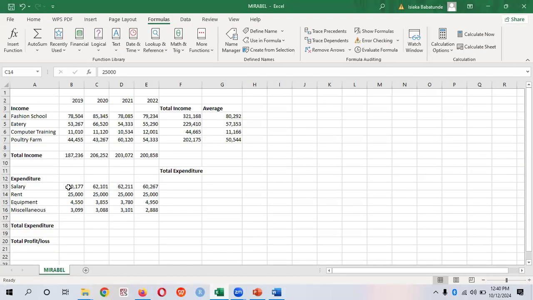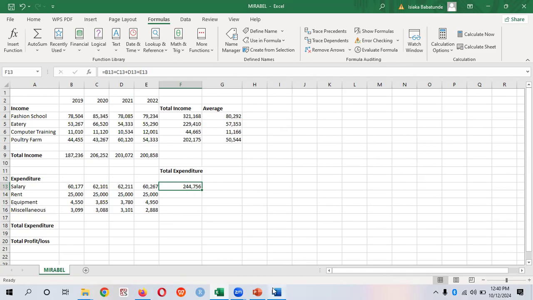Let's look at the data set. In 2019, the company spent 60,000 on salary, 62,000 in 2020, 62,000 in 2021, 60,000 in 2022. The company spent this amount on salary for 4 years. To find the total amount of money spent, you come here, enter equal sign, then select the first one, plus the second one, plus the third one, plus the fourth one, then click enter. Mind you, you have to change these names first. Change all the names first, before you start performing any operation. So I found the total amount of money spent on salary by the company for 4 years, 244,000.